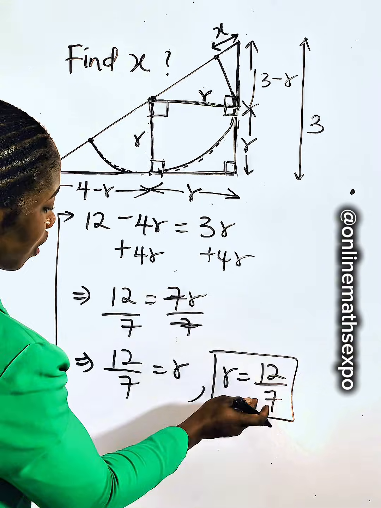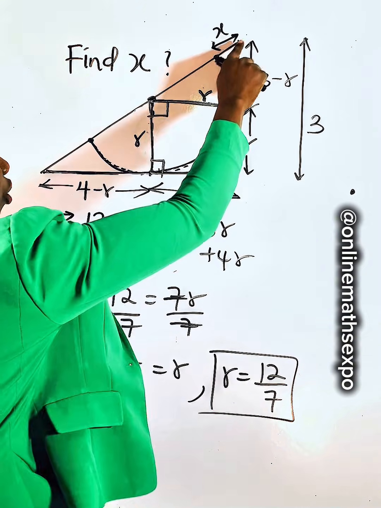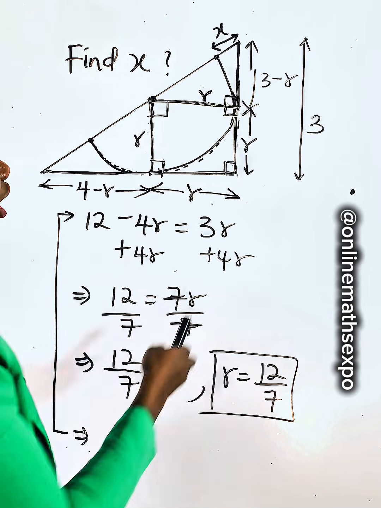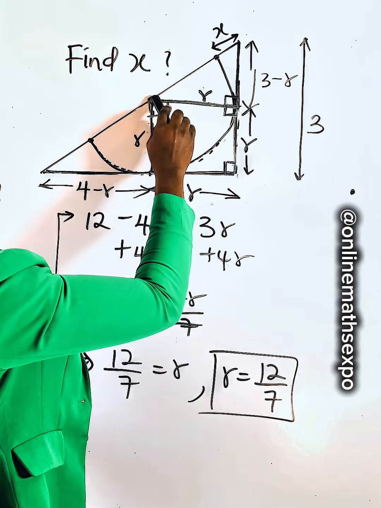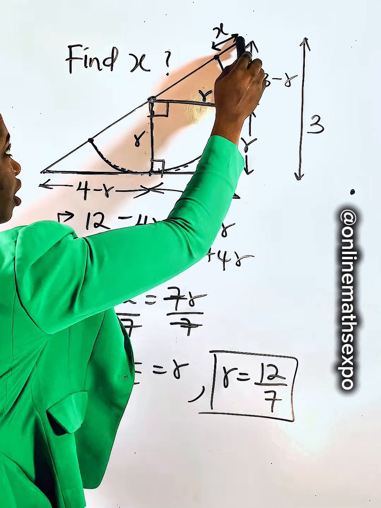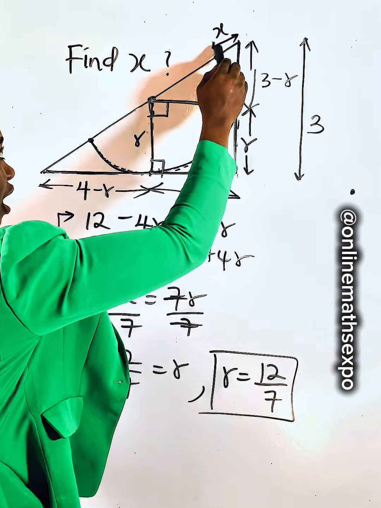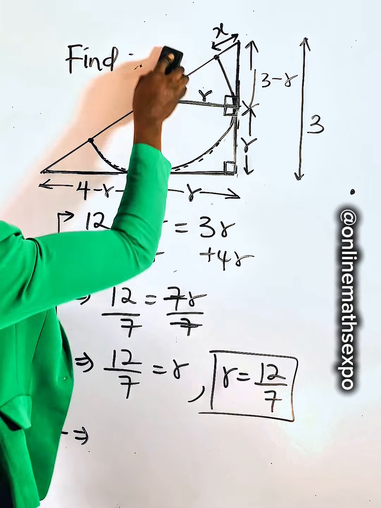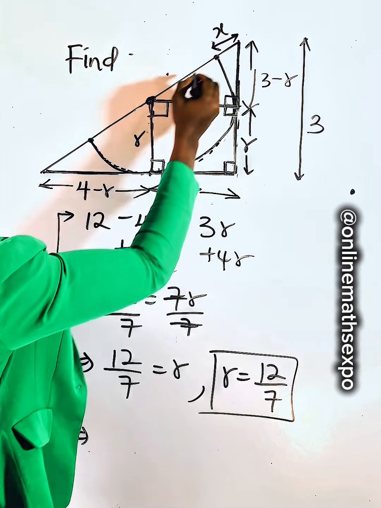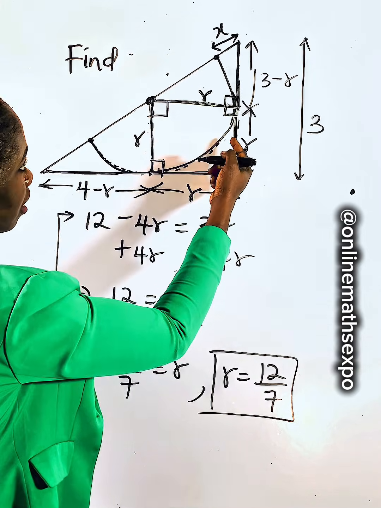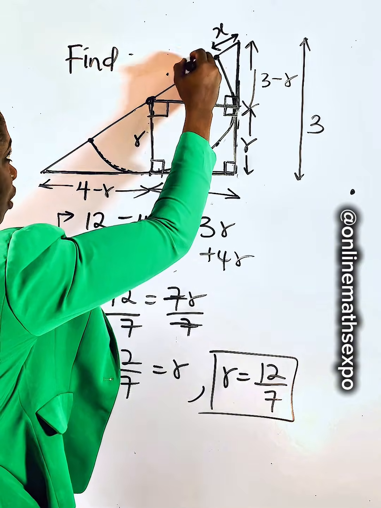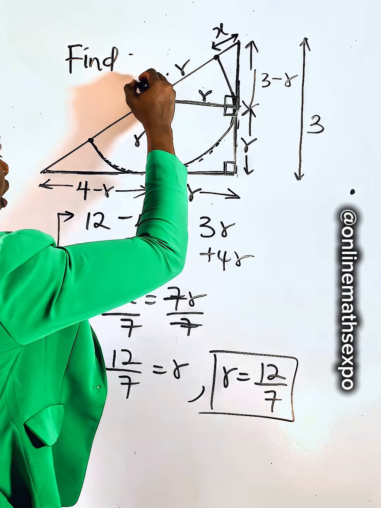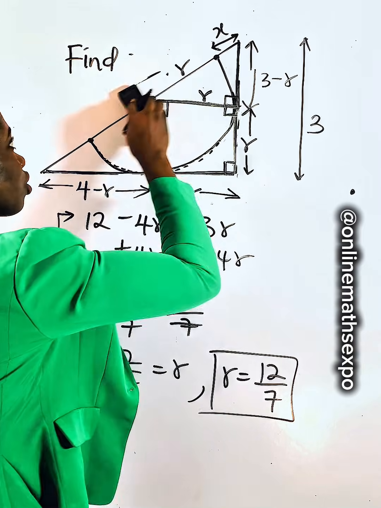Now, the question is not on r. We want to find the value of this small space. What you need to do now is to get the total length from here to here. When we find this total length, then we can now get the value of x. Remember also that from this end to this end is the same as the radius of this particular shape. So if here is the radius, now can we find the total length? Let's find the total length.